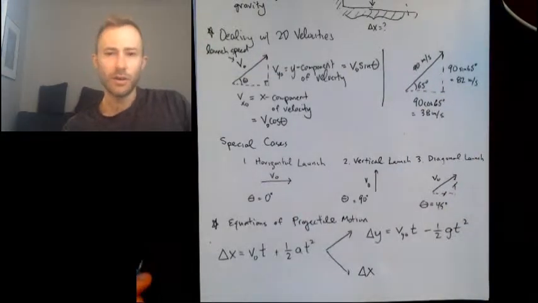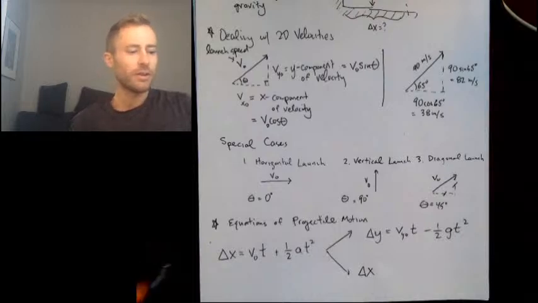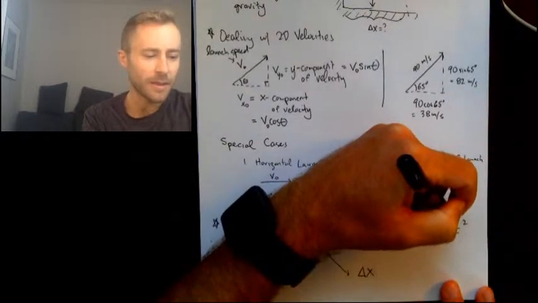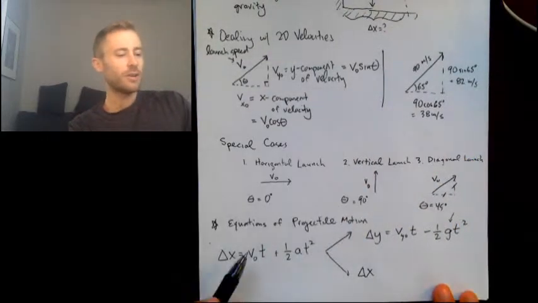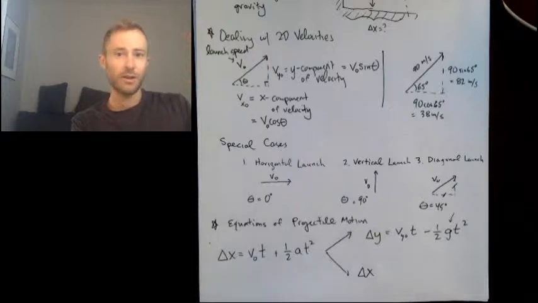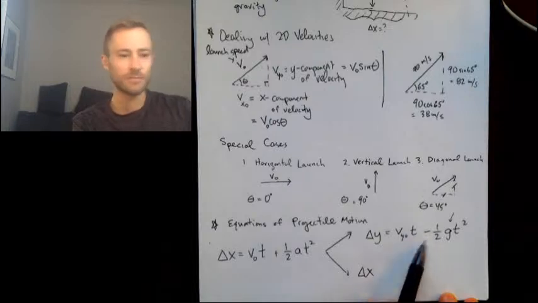So a couple of things here. We can see that because the projectile is flying through the air, it's under the influence of gravity. We can see that the acceleration is minus g.